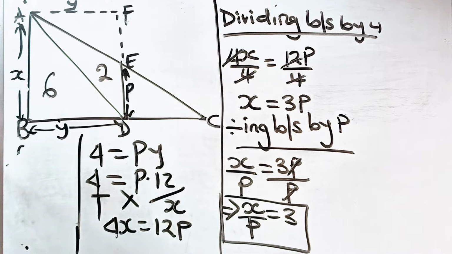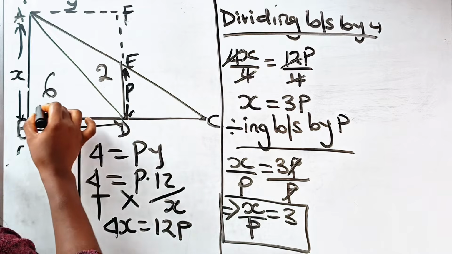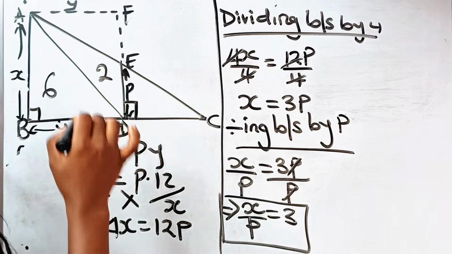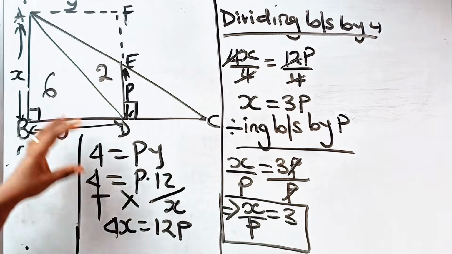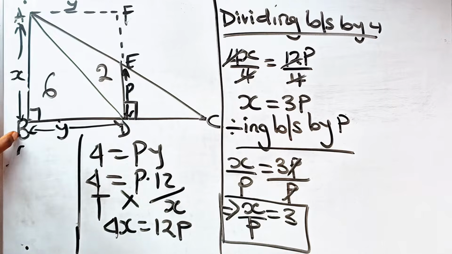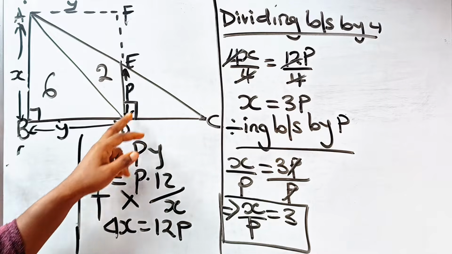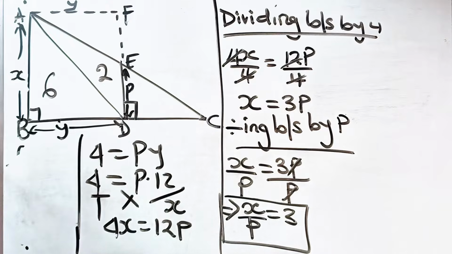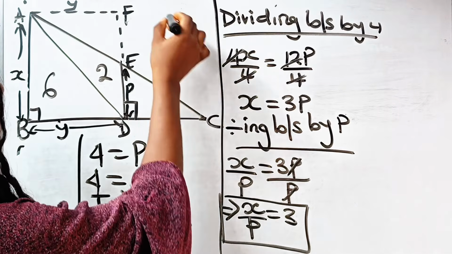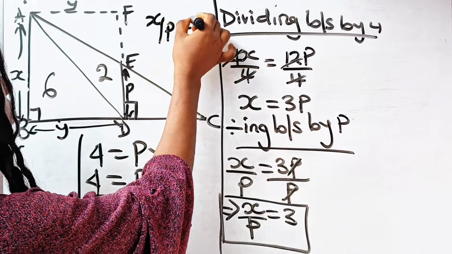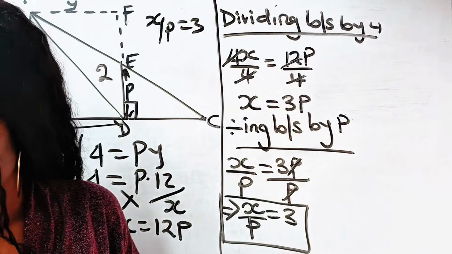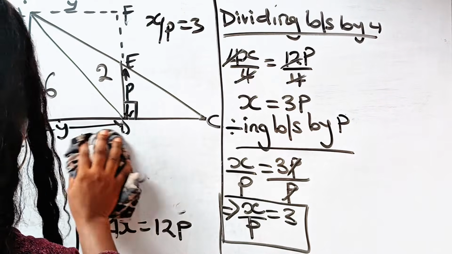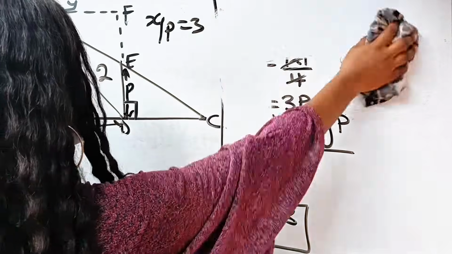Now, when you look at these two triangles, remember that this is 90 and this is 90. If you look at triangle ABD and triangle EDC, I'm going to write here that x over p is equal to 3. Permit me to clean everything so that we can have enough space to work with.